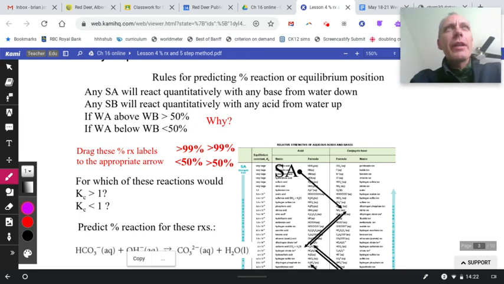One of the things about the acid-base unit is it has a lot of parallels to the redox unit. So you had a table of relative strengths for redox, and we have a similar table of relative strengths for acids and bases. Today you are going to learn the rules for predicting percent reaction. And then we're going to be using the 5-step method for acids and bases, just like we did for redox reactions.